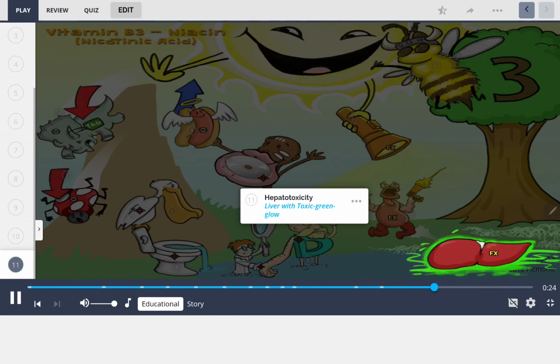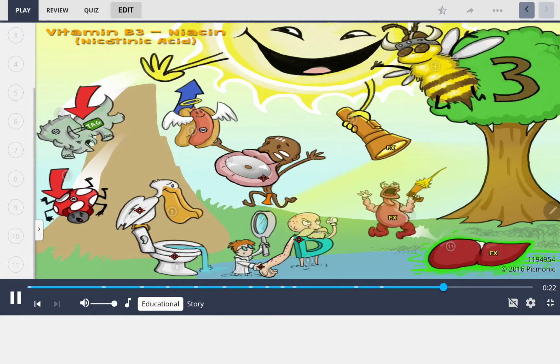So in summary, vitamin B3 or niacin works to decrease triglycerides and low-density lipoproteins or LDL, while also increasing high-density lipoproteins, HDL. Niacin can be used to treat dyslipidemia and pellagra, which is associated with symptoms such as diarrhea, dermatitis, and dementia. Side effects include flushing, GI distress, and hepatotoxicity.